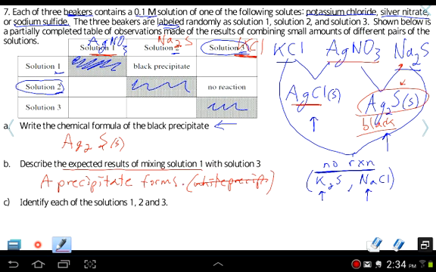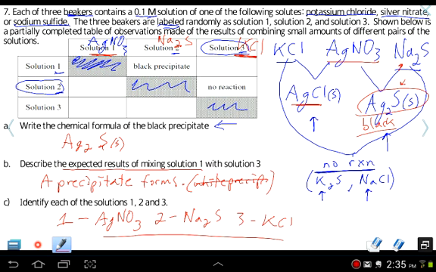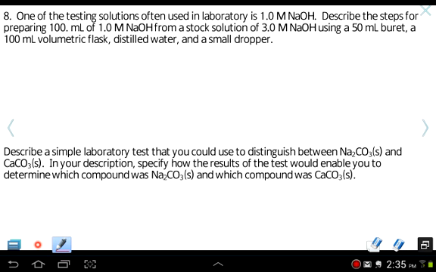It answers the question. Identify each of solutions 1, 2, and 3. So now we can say 1 is silver nitrate, 2 is sodium sulfide, and 3 of course is potassium chloride. So a simple free response style question using precipitates and solubility. Let's finish up with this question.